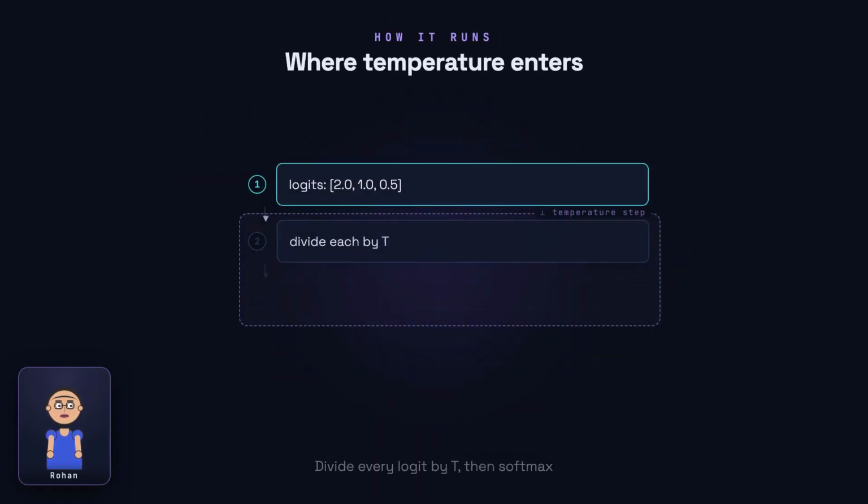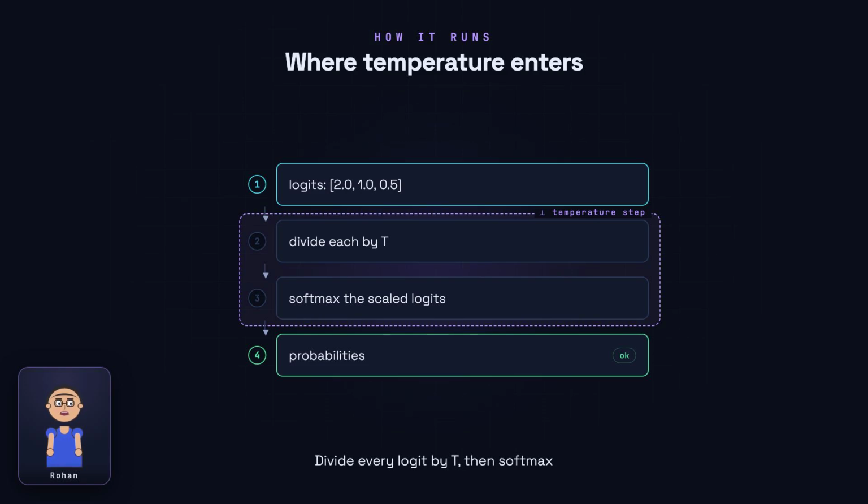The mechanism is beautifully simple. Before softmax runs, we divide every logit by the temperature, T. That is the whole trick. Dividing by a small number makes the scores spread apart. Dividing by a large number pulls them together. Then softmax converts the rescaled scores into probabilities as usual.